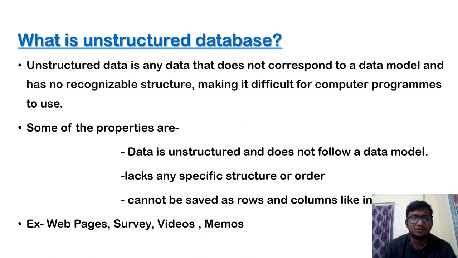So coming back to our Grover's algorithm, it solves one very complicated problem that we are facing in our world, that is the unstructured database. So what is an unstructured database? It is data that doesn't correspond to any data model or has no recognizable structure, making it very difficult for quantum programs to use. The properties of unstructured data: it doesn't follow any data model, and lacks any specific structure or order. Examples are web pages, surveys, videos, memos. That video that I am making is very unstructured data. We cannot make any model about it, so we cannot save it in any column or row or anything like that.